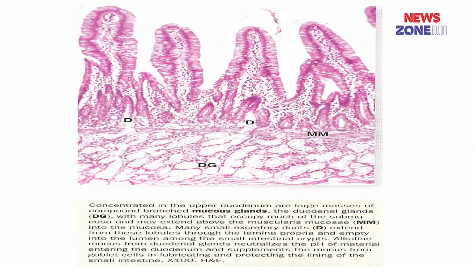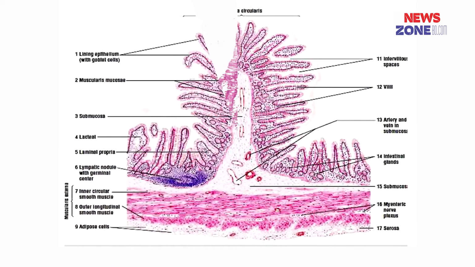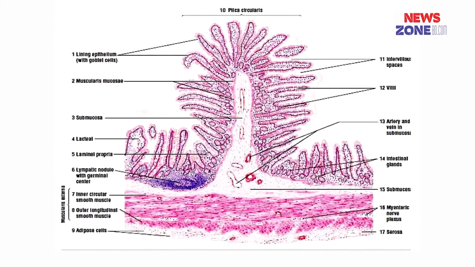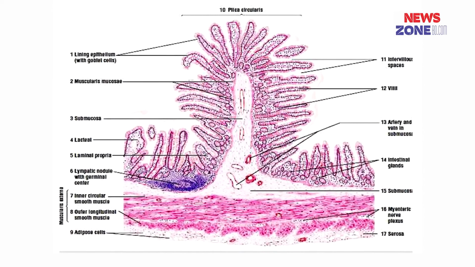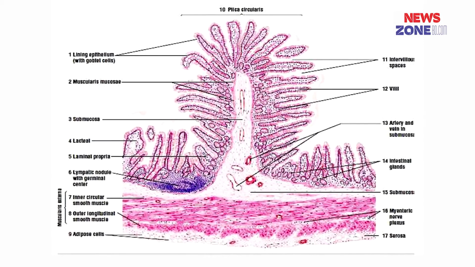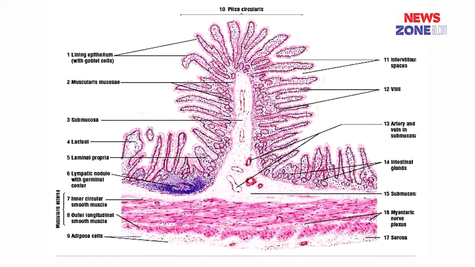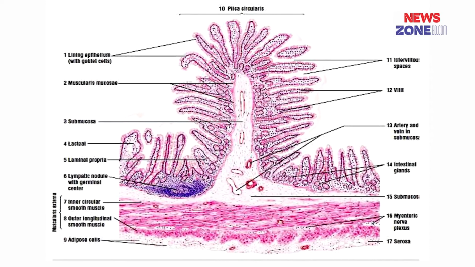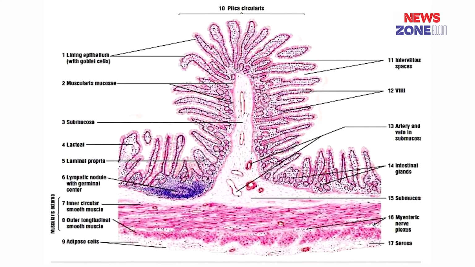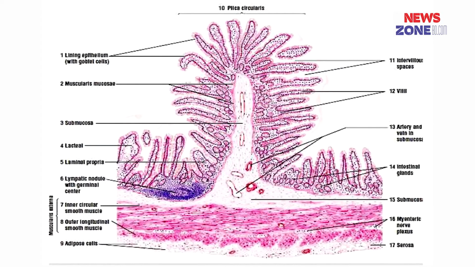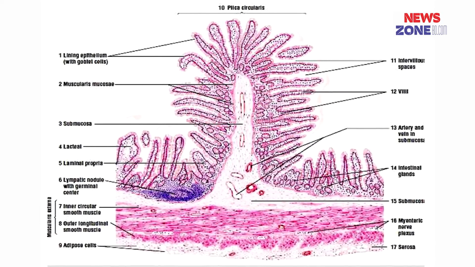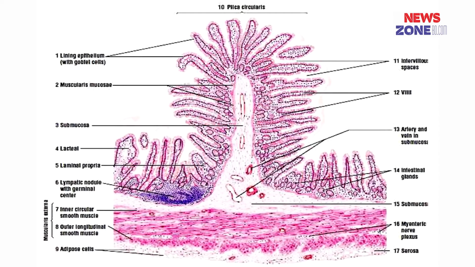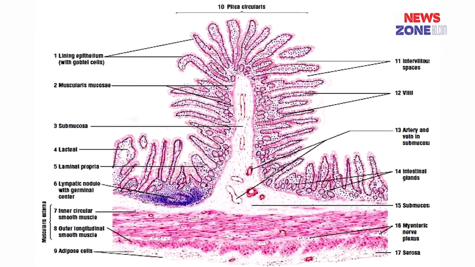Then the histological points for the jejunum. It is also formed by 4 coats from outside to inside: serosa, muscularis externa, submucosa and mucosa. The mucosa is lined by simple columnar epithelium with numerous finger-like villi and few goblet cells. The submucosa contains numerous arteries and veins and is devoid of glands. The muscularis externa contains smooth muscle arranged as an outer longitudinal and inner circular layer.